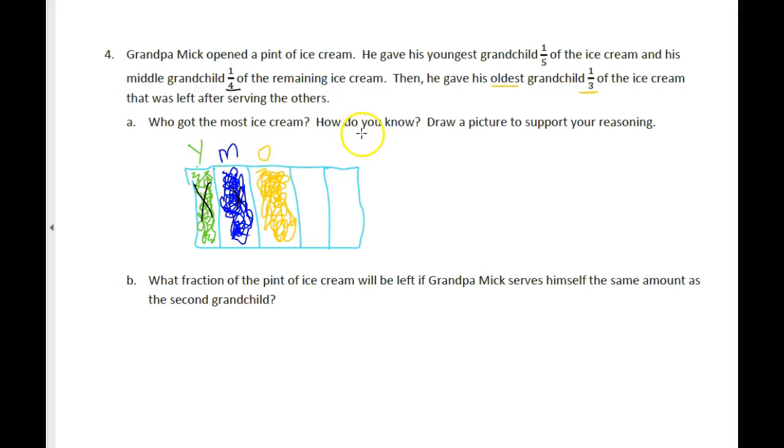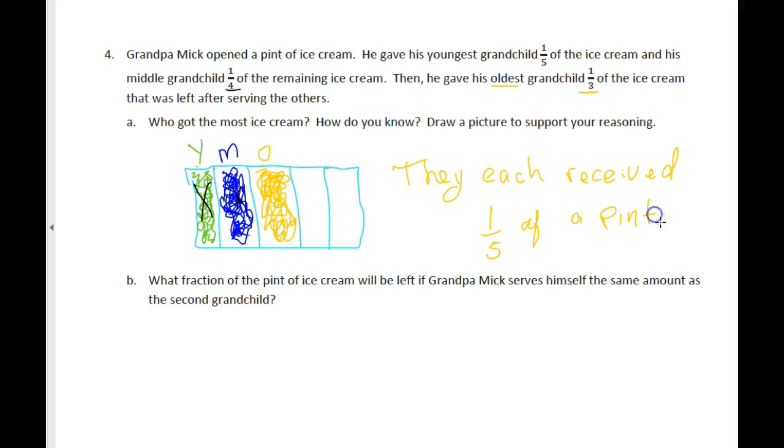So who got the most ice cream? How do you know? Well, it looks to me like they all got an equal amount. They each received, I before E except after C, right? Received 1/5 of a pint.